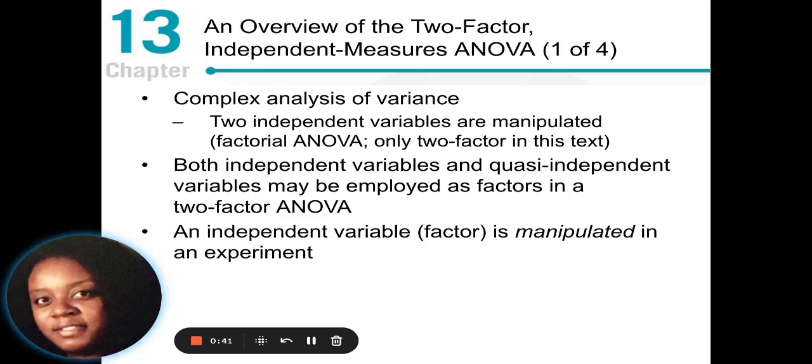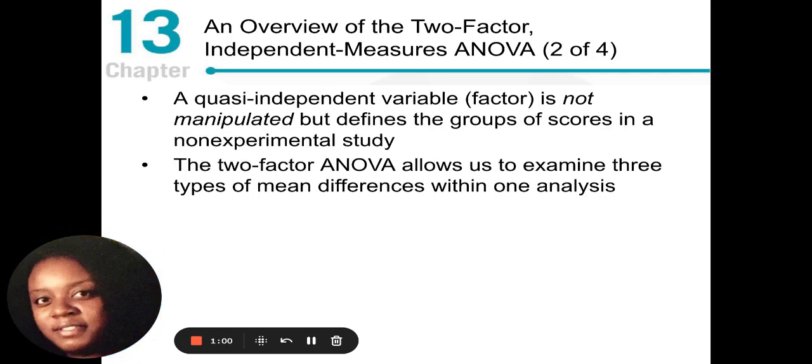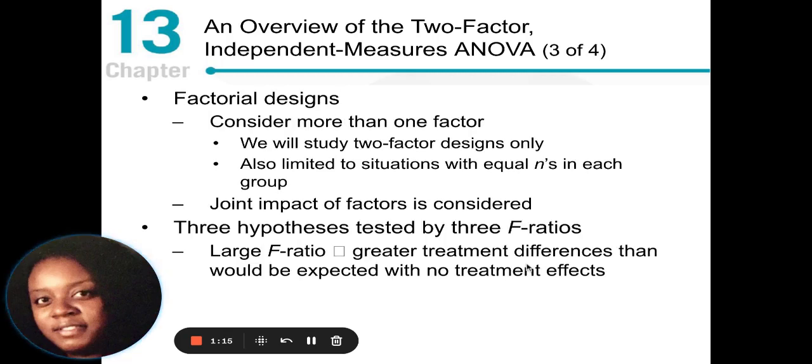While the two-factor independent measures ANOVA is a complex analysis of variance that has two independent variables which are manipulated. Both independent variables and quasi-independent variables may be employed as factors in the two-factor ANOVA, and an independent variable or factor is manipulated in that experiment. A quasi-independent variable or factor is not manipulated, but defines the groups of scores in a non-experimental study. And the two-factor ANOVA allows us to examine three types of mean differences with one analysis.